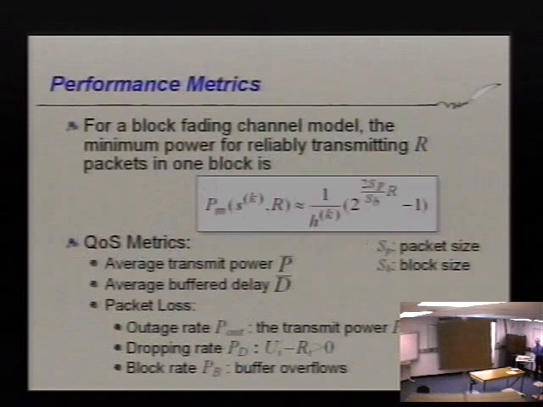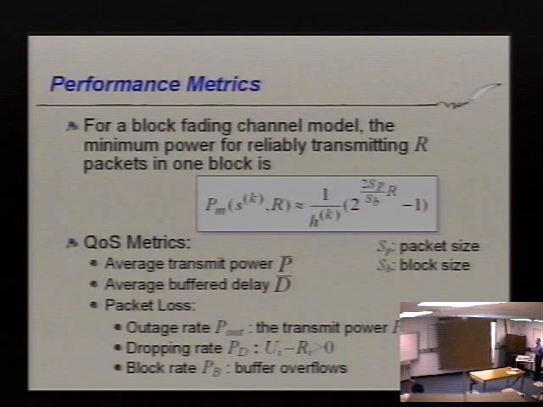In each block, we assume that the minimum required power for reliably transmitting RI packets is given by this equation. Here we use the power-rate relationship of the AWGN channel capacity, because we assume that a large enough number of channel symbols can be transmitted, so the throughput is close to the capacity of the AWGN channel. But in reality, we do not have to use this formulation. We can use any concave function of the transmission rate.